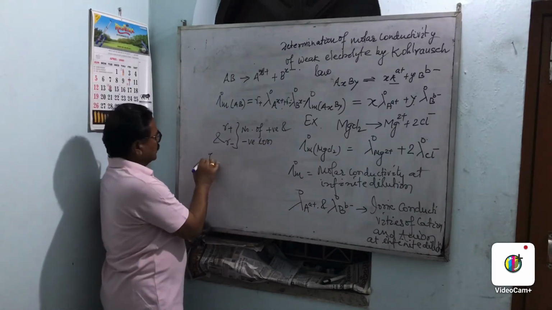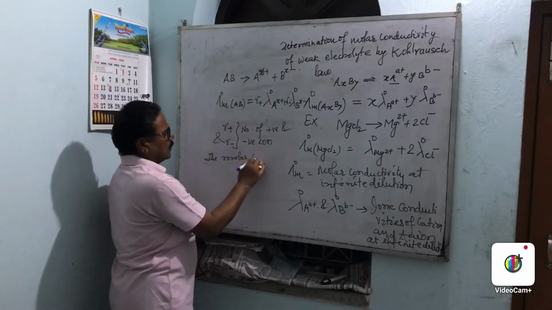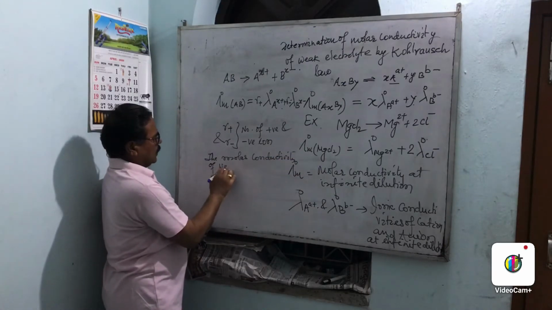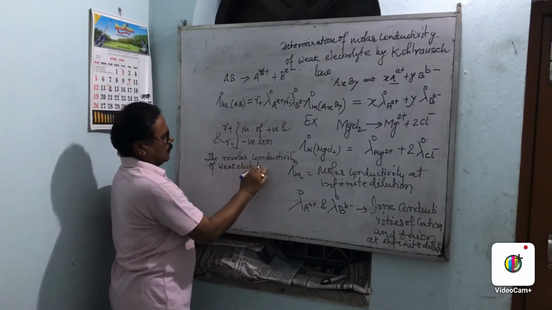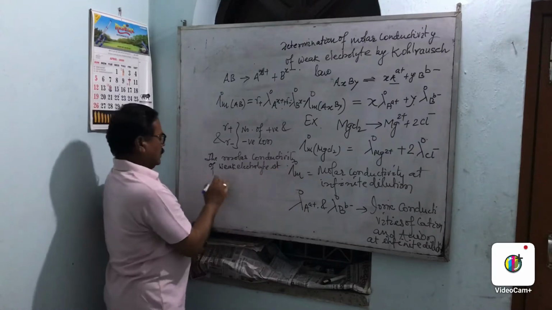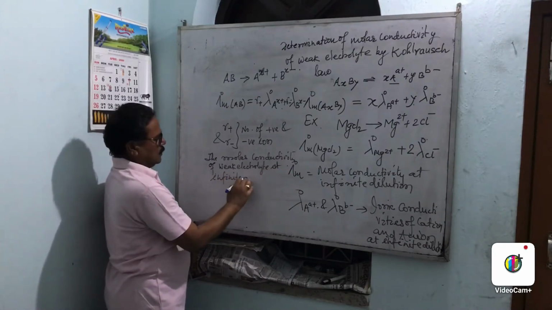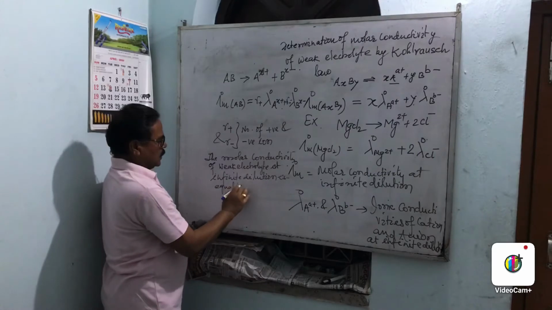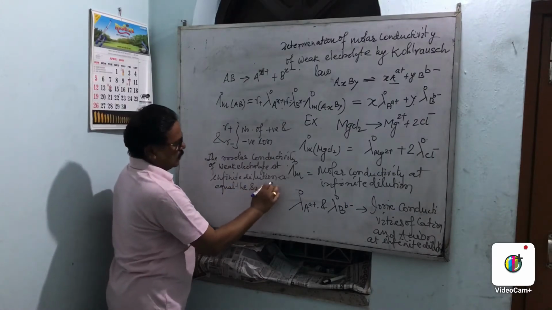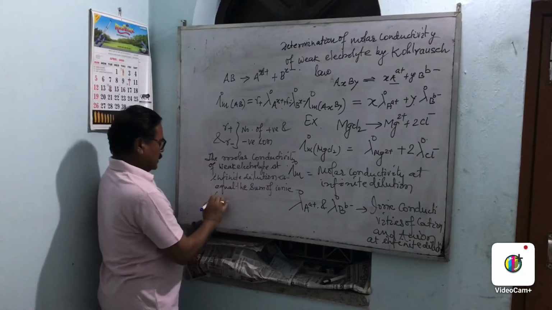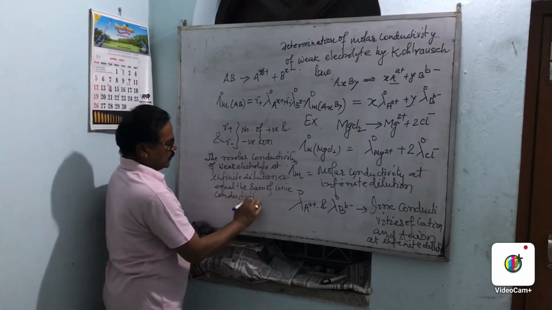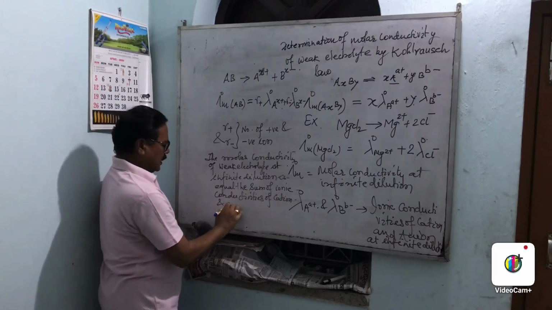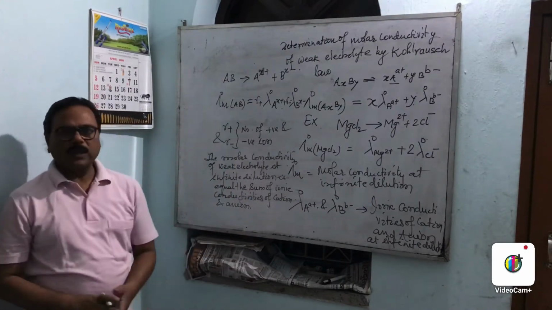So the statement: the molar conductivity of a weak electrolyte at infinite dilution is equal to the sum of ionic conductivities of the cation and anion. This is the statement of Kohlrausch's law.